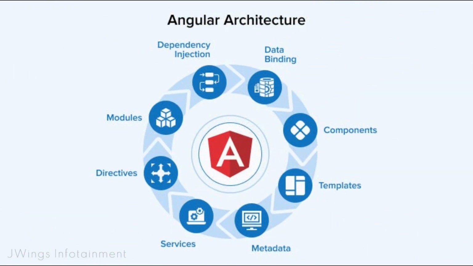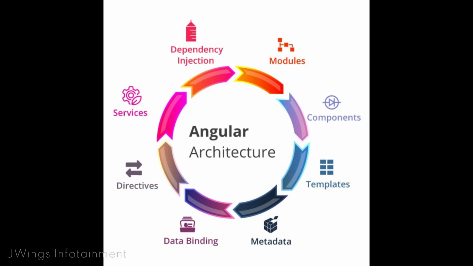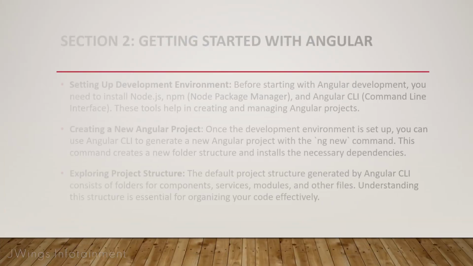Now let's delve into the architecture of an Angular application. At the core of Angular's architecture are components, which are the building blocks of Angular applications. Components encapsulate the application's logic and UI into reusable and modular units. Additionally, Angular applications are organized into modules, which are cohesive blocks of code that group related components, directives, pipes, and services together.